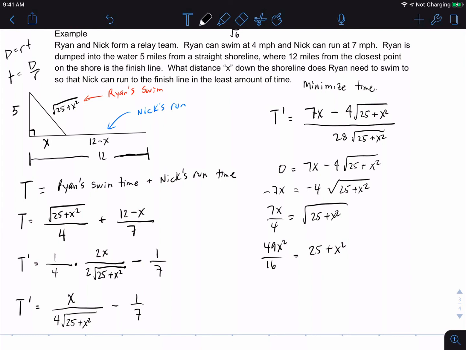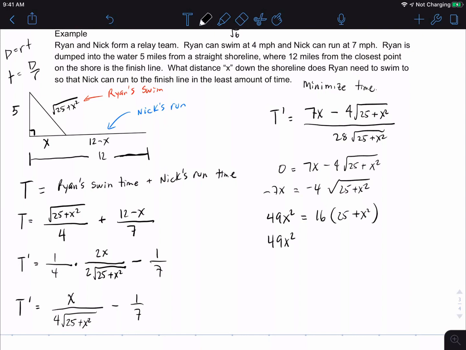And what I'm going to do is bring my squared terms together. Let me actually, I should have multiplied by the 16. It would have been easier to do. So let me multiply by the 16, just get rid of it. And actually, let me do this. It's cleaner if I don't move the 4 over. Squaring both sides there, I'm going to get 49x squared is equal to 16 times 25 plus x squared. Are you guys okay with that?